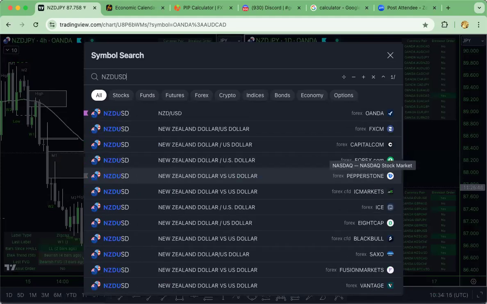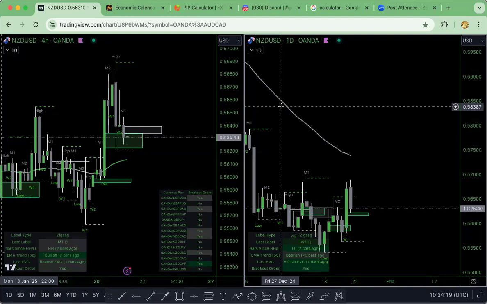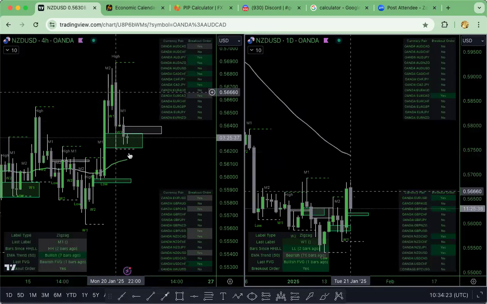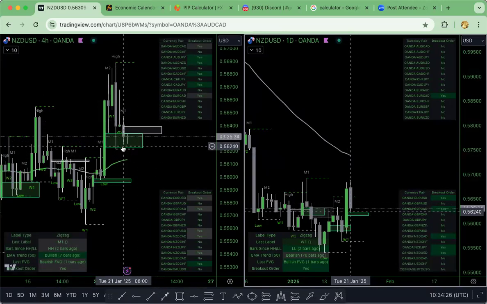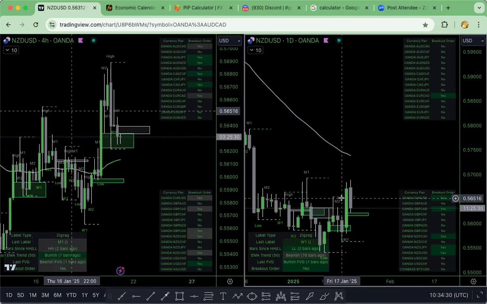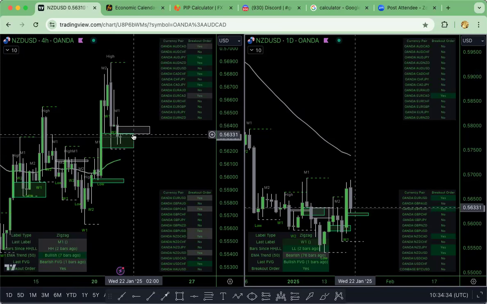NZD, USD. We go to Rwanda, and the same thing is starting to happen here. Look, we're starting to get breakout orders to the downside. The fact we're getting breakout orders to the downside, again, after liquidity, look at the daily liquidity that's been swept. Daily liquidity's been swept, and now you're starting to see the breakout order going the wrong way here.